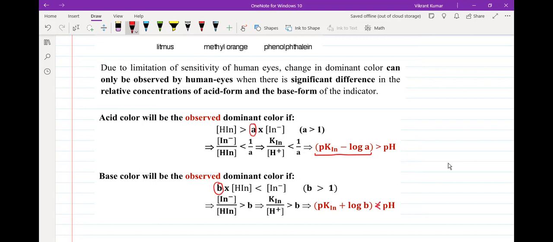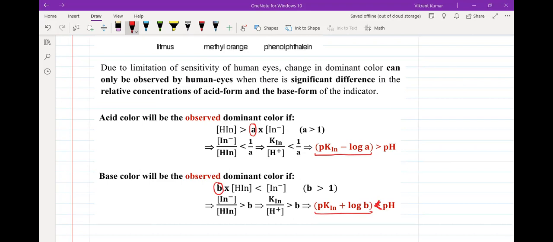1 मिनट, ये उल्टा हो गया. This should be, तो pH greater than जो हम लोग लिखना चाह रहे हैं यहाँ पे, वो pH greater than pKin पे last time आया था. This time it should be pH greater than pKin plus log B. तो जाके we will be able to observe one particular color as the dominant color. इज इट ओके?